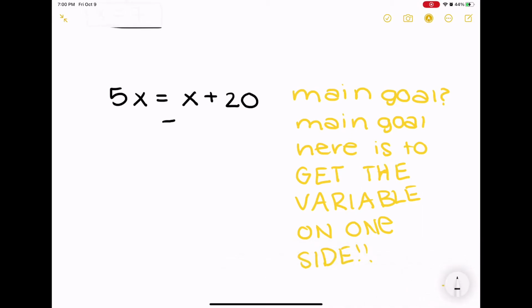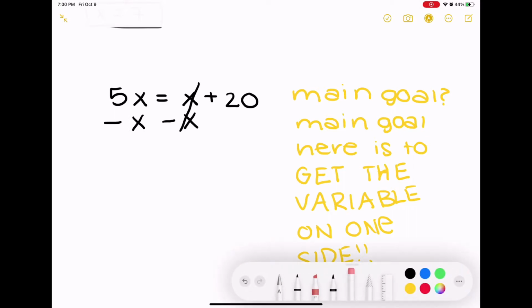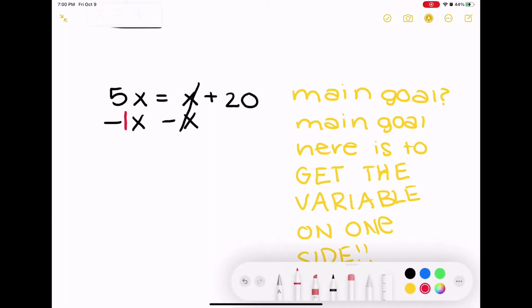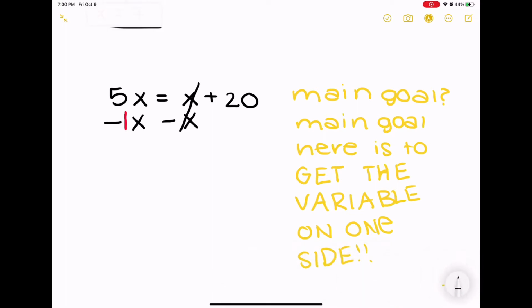So in this specific problem, we're going to subtract x from both sides because obviously equations need to be balanced. Now when you're subtracting x, you're actually subtracting 1x. There's just this hidden 1 we don't see. And when you're subtracting numbers like this, you're actually subtracting the coefficients, which is the number before the variable, not the variable itself. So, as you can see, 4x is equal to 20.